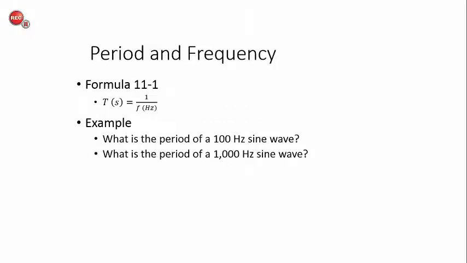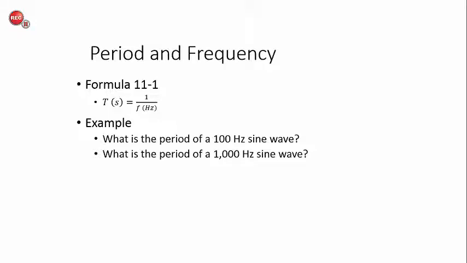And so it follows a relatively simple formula. The period, which is t, is going to be equal to 1 divided by the frequency, which is f. The period is measured in seconds, that's a unit of time, and the frequency is measured in hertz. That is a unit of counting how many things happen in a given unit of time. And so hertz means how many times does something repeat itself each second.